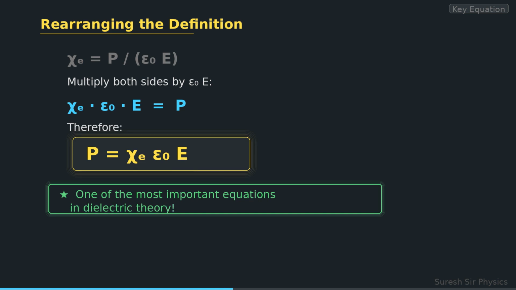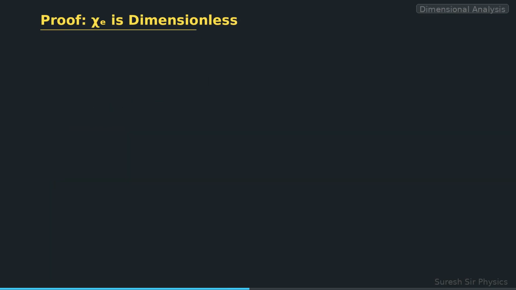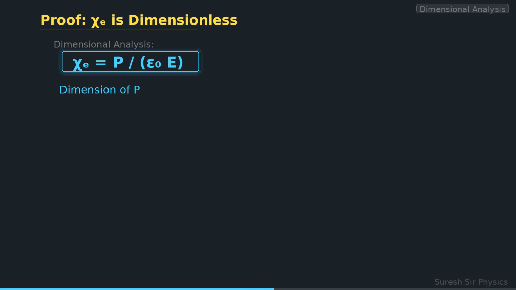There are no units for electric susceptibility. Prove that chi sub E is dimensionless. According to dimensional analysis, chi sub E equals P over epsilon naught E. Dimension of P equals C over m squared equals C times m to the power of minus 2. Dimension of epsilon naught equals F over m equals C squared times s squared times kilogram to the power of minus 1 times meter to the power of minus 3.